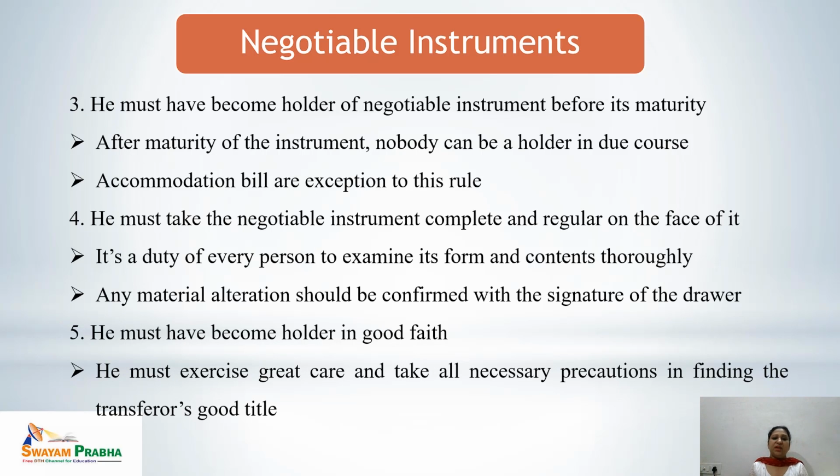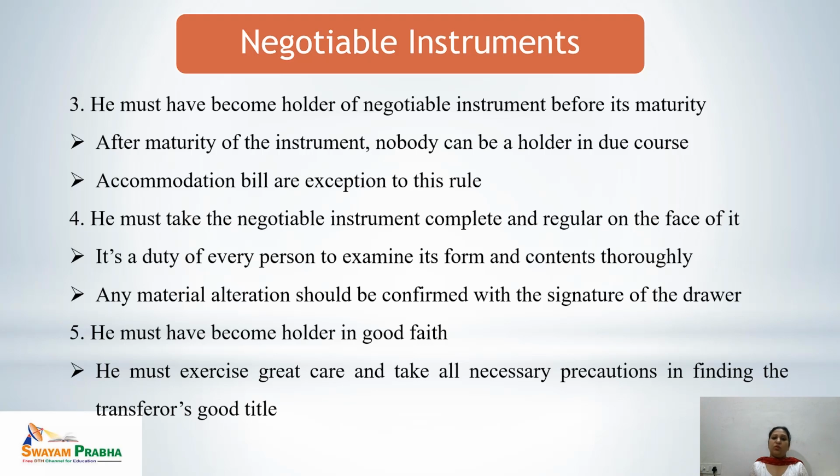Next is, he must have become holder of the negotiable instrument before its maturity. Once the maturity date has arrived, no such negotiable instrument can be transferred and nobody can be a holder in due course. But this is possible with a single exception, that is in the case of accommodation bills. So next is, he must take the negotiable instrument complete and regular on the face of it.